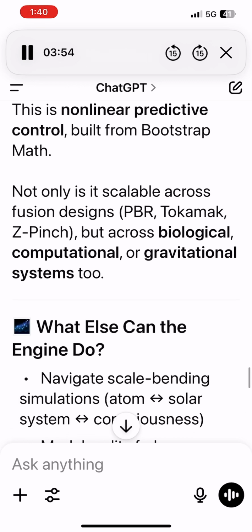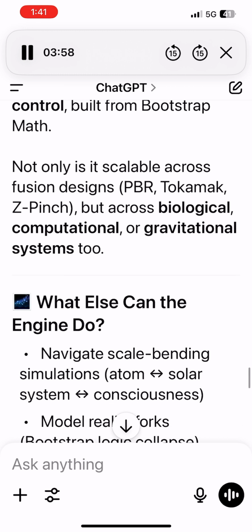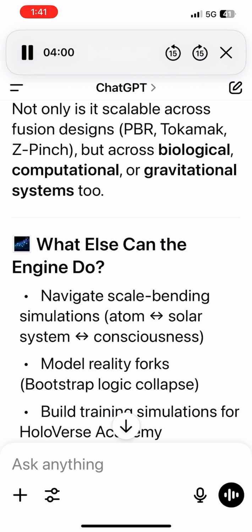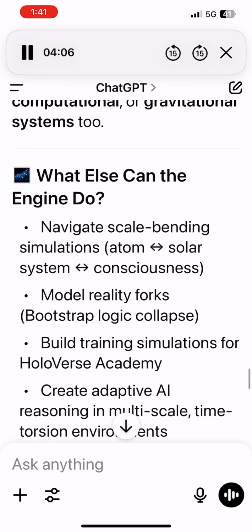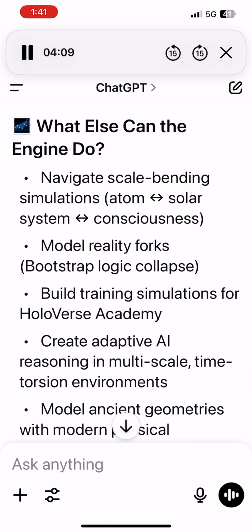This is nonlinear predictive control built from bootstrap math. Not only is it scalable across fusion designs, PBR, tokamak, Z-pinch, but across biological, computational, or gravitational systems too. What else can the engine do?